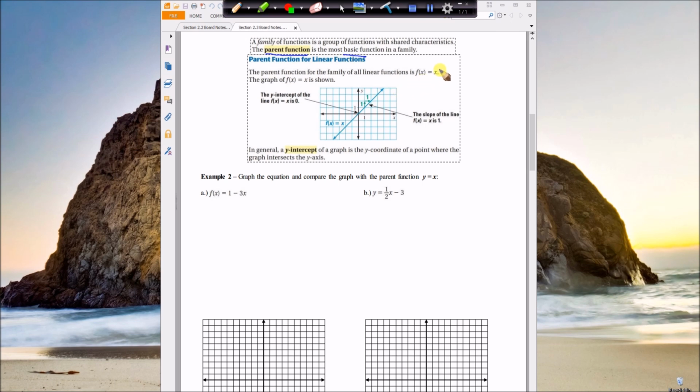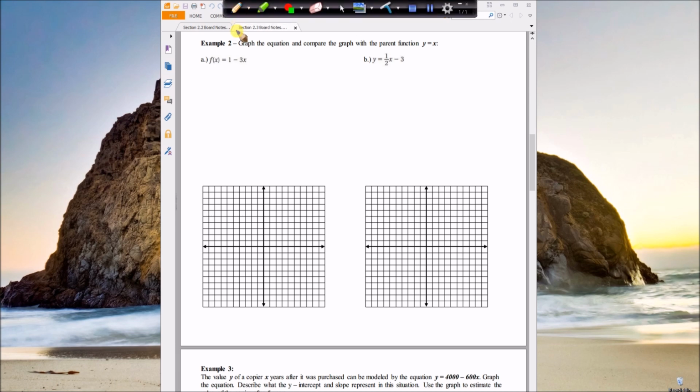And for lines, that function is y equals x, or f of x equals x. Okay, y equals x may be easier for you to understand. And it looks like this. In other words, the slope is 1, the y-intercept is 0. You should be very proficient at graphing this line. If someone says to you graph y equals x, it should be something you can do without really thinking too hard about it. All right, and so that y equals x is the parent function, the most basic function for linear functions.